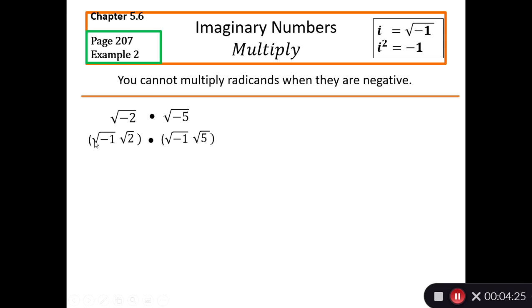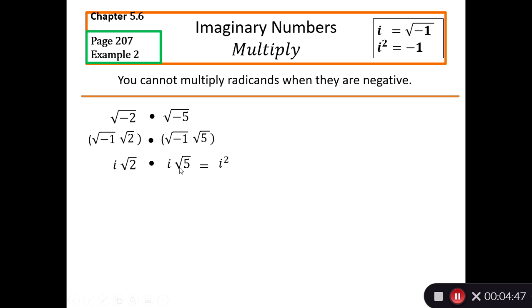All right. Now the square root of negative 1 is i. So you're going to write i square root of 2 multiplying i square root of 5. And when we multiply the radicals, remember we multiply what's outside, and then we multiply what's inside. So i times i is i squared.